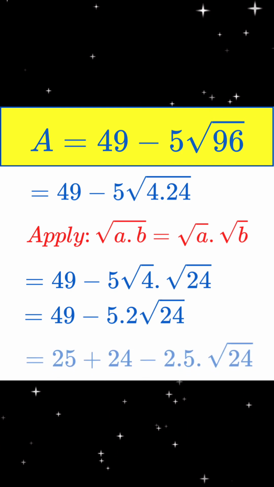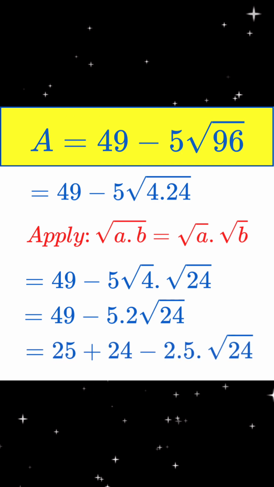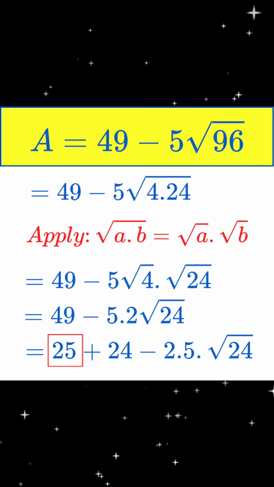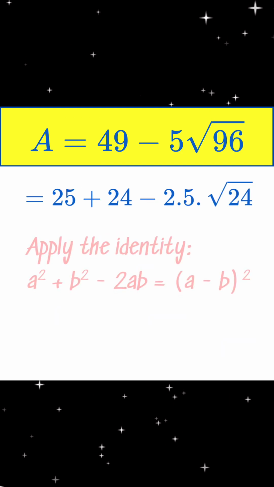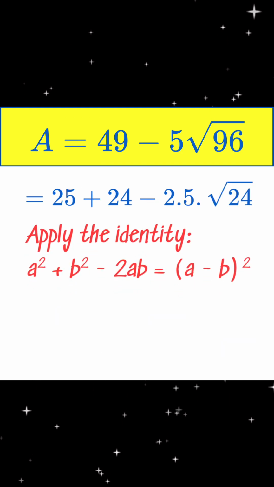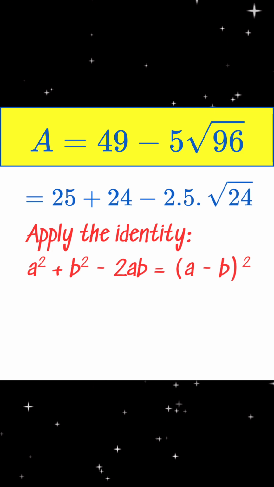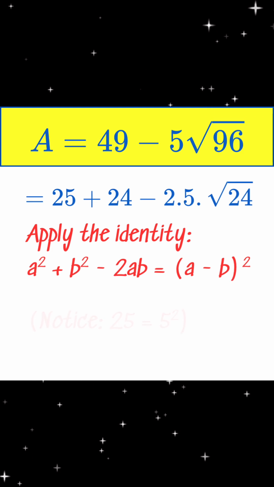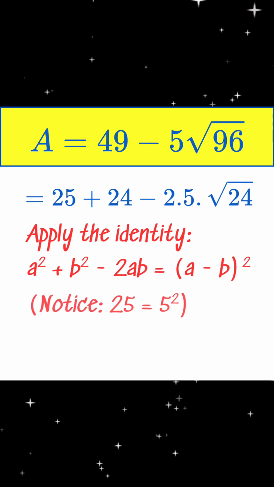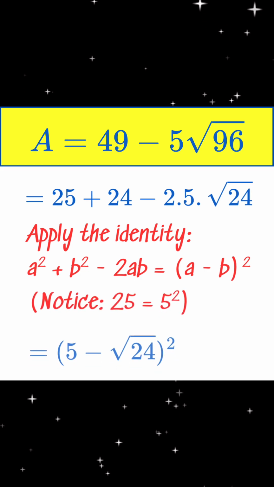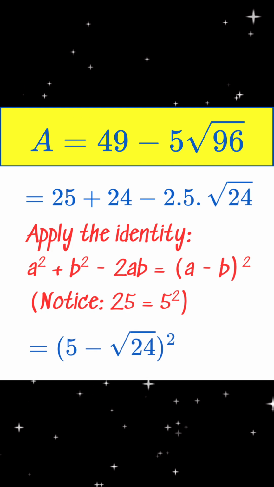Notice that 49 is the sum of 25 and 24. And 25 is 5 squared. This fits the perfect square identity: a squared plus b squared minus 2ab equals the square of the difference, a minus b. So, a is simply the square of 5 minus the square root of 24.